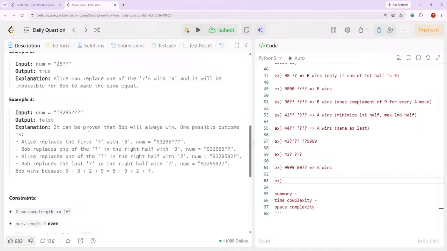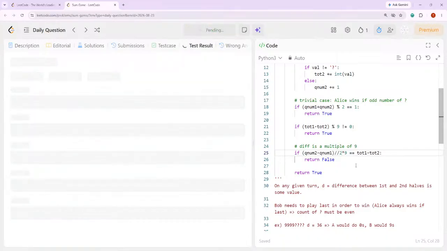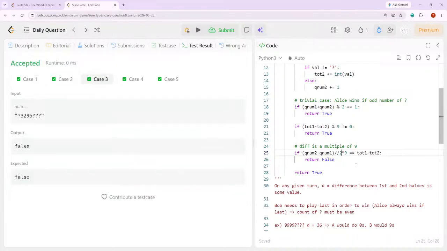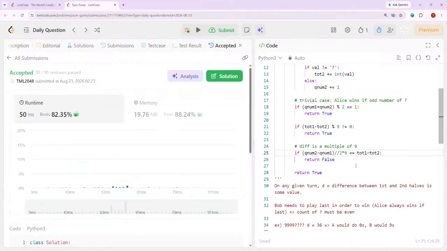Oh, I think I need to have done divide by 2. Whoops. Yeah, the difference in the number of question marks divided by 2. I think so. Because this 3 minus 1 is 2. 2 divided by 2 is 1. 1 times 9 is 9. Okay.